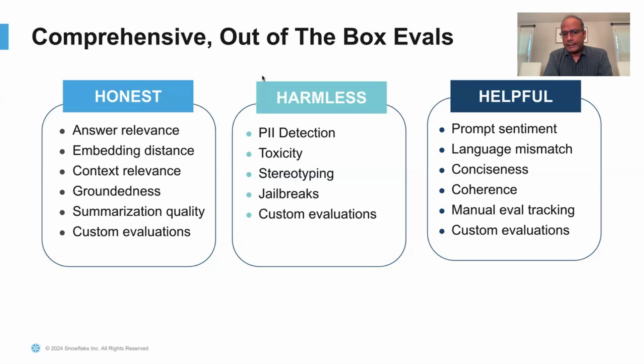TruLens provides a comprehensive set of out-of-the-box evaluations to test generative AI applications to ensure that they're honest, harmless, and helpful. The RAG Triad, which Avinash covered in some depth, is in this bucket of checking apps for honesty. Within the harm-related checking, we have support for PII detection, tests for toxicity and stereotyping, jailbreak detection, and more.